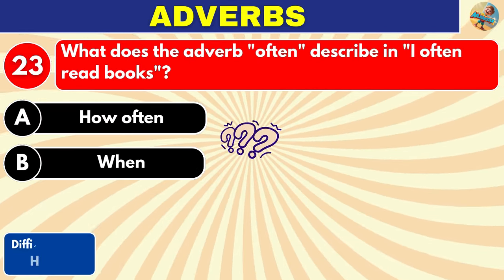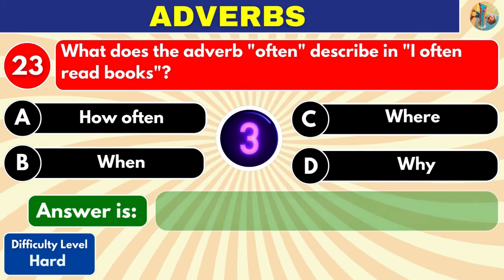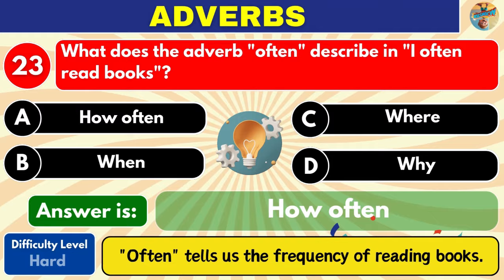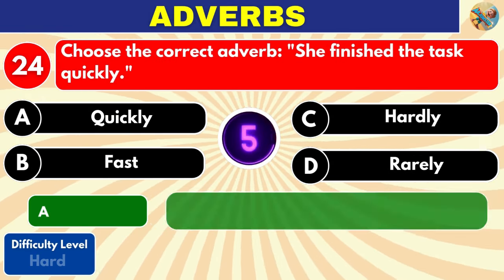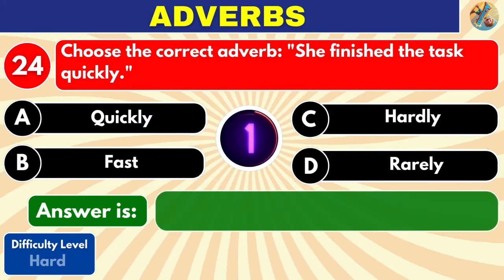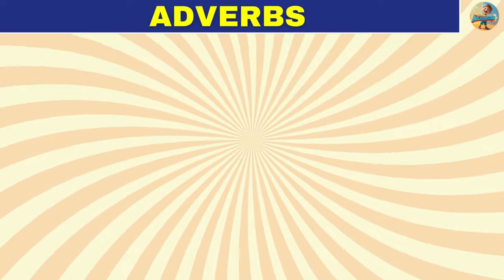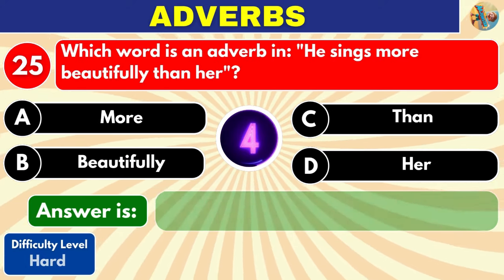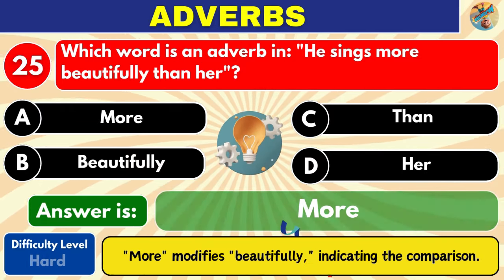Question 23 is, what does the adverb often describe in I often read books? Answer 23 is how often. Question 24 is, choose the correct adverb. She finished the task quickly. Answer 24 is quickly. Question 25 is, which word is an adverb in he sings more beautifully than her? Answer 25 is more.